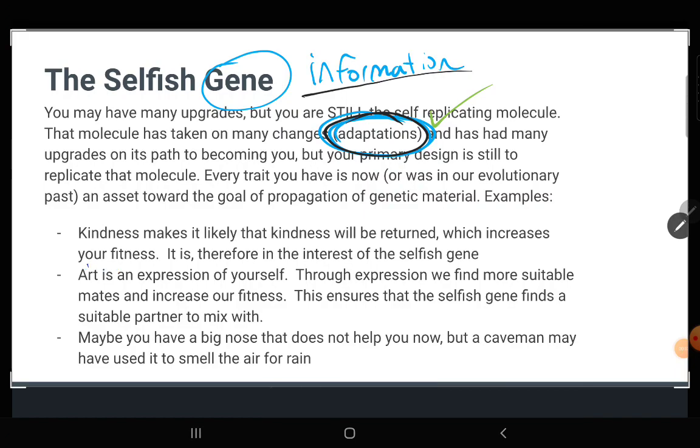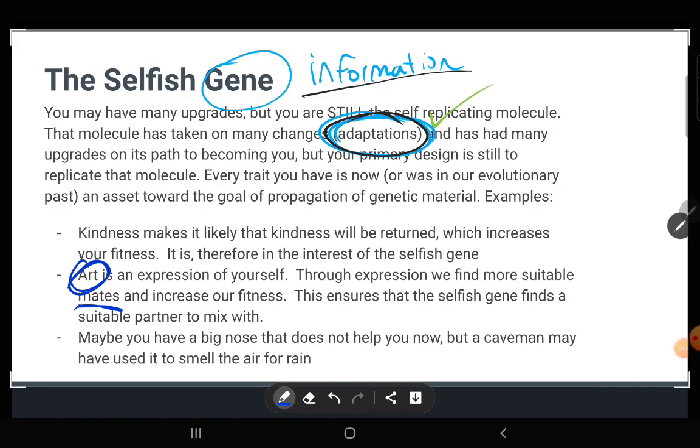All right, so art. A lot of people like to say that art is what sets us aside from the rest of nature. But really, when you are artistic, that can be attractive to a certain mate. And so really, art is a way of manifesting your intelligence.